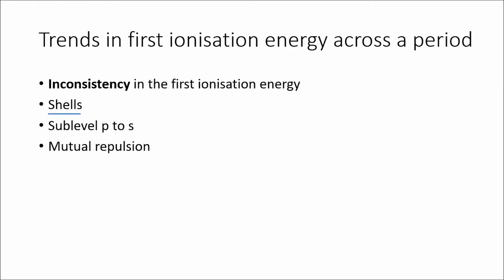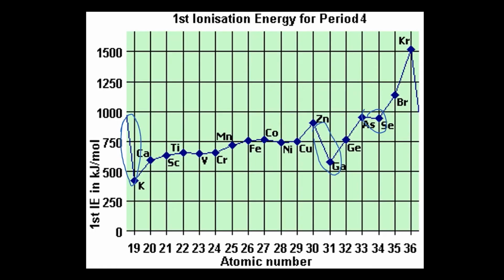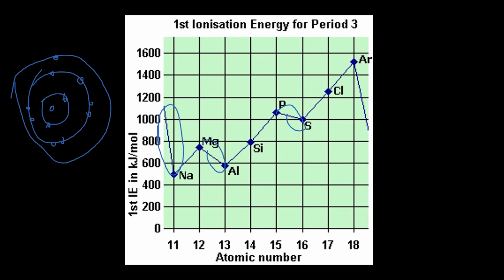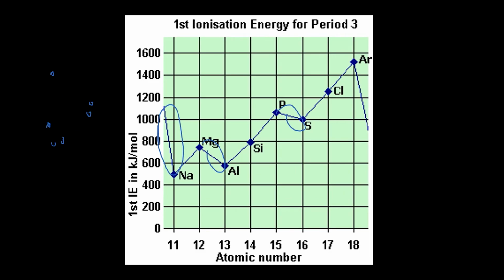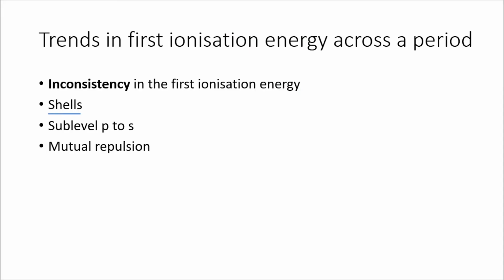So that's the first one. Now going back to this, here's the second one. Let me just write this one as the shell. The second drop right here is because of the sublevel P to S.